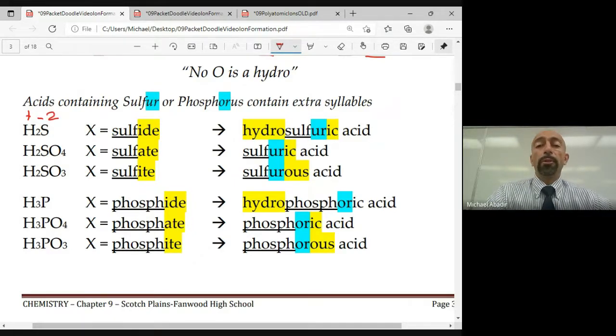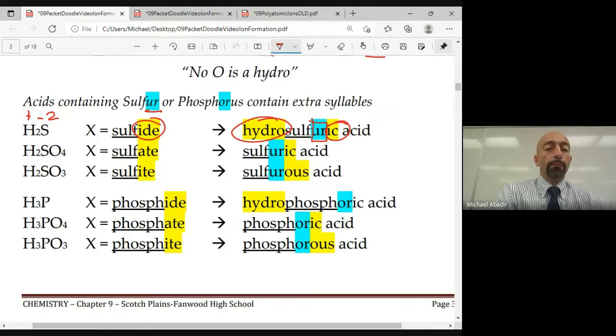Now remember, this would be called sulfide. S-2 is called sulfide. So the ide will go to hydro and ic. But instead of saying hydrosulfic acid, you have to have an extra syllable of UR in there. So sulfur has an extra syllable of UR in any acid that has sulfur in it.